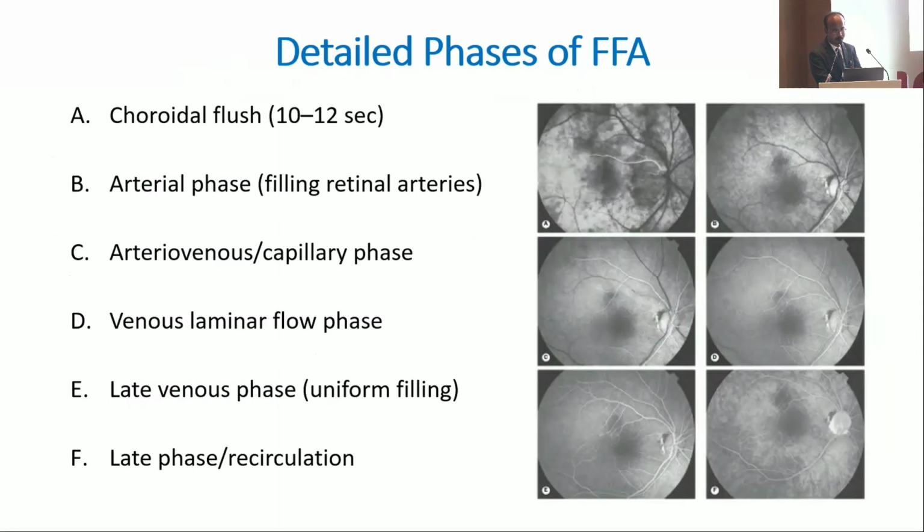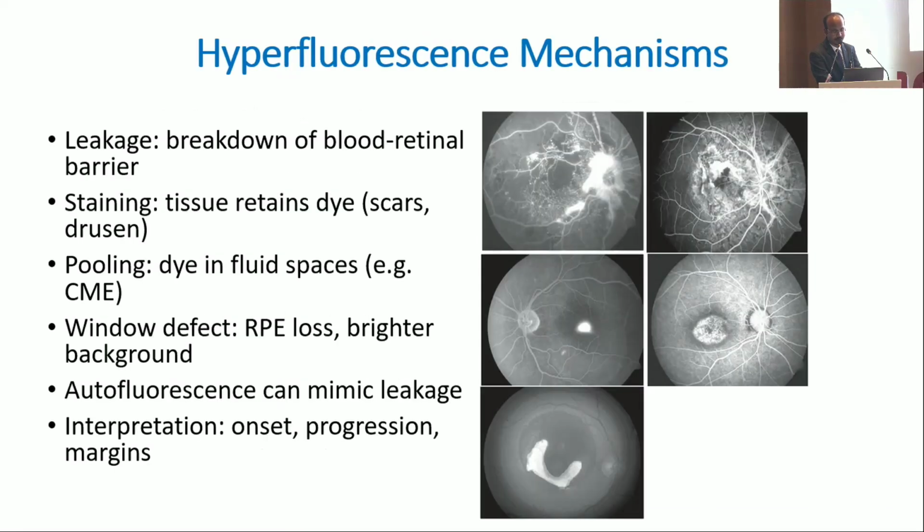And coming to the detailed phases, we have 6 phases. That is the choroidal flush, which takes place in the first 10 to 12 seconds, and the arterial phase, arteriovenous or capillary phase, venous phase, late venous phase, and recirculation phase.